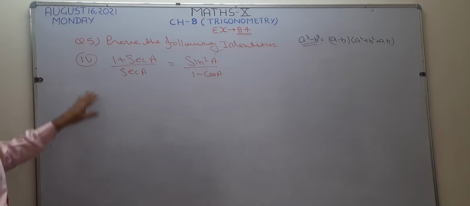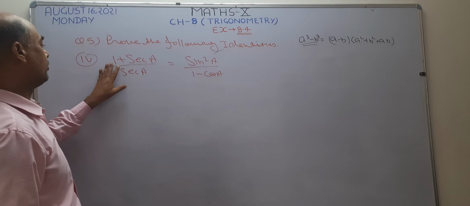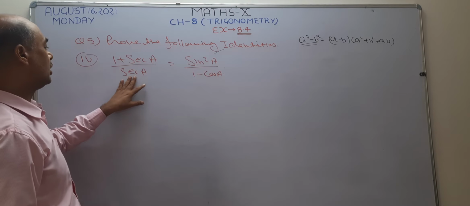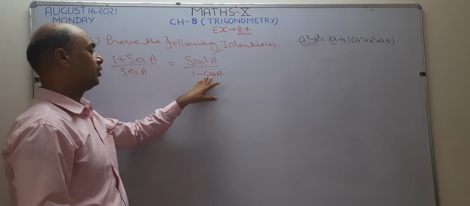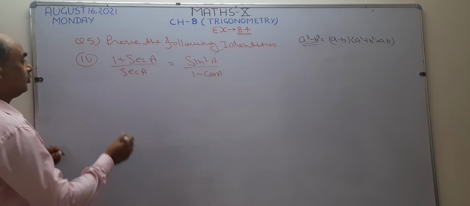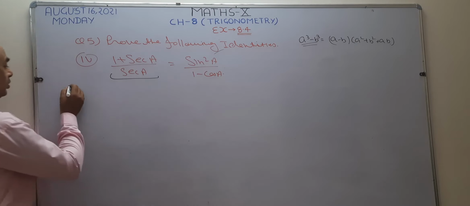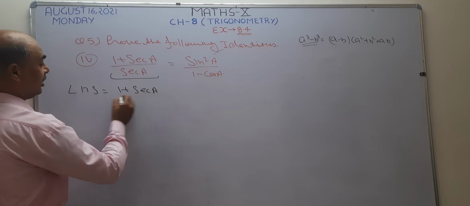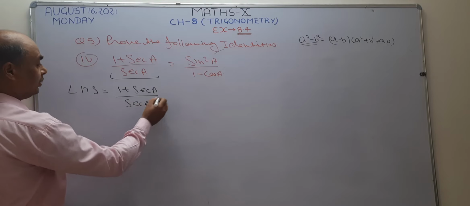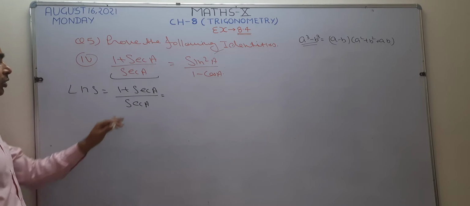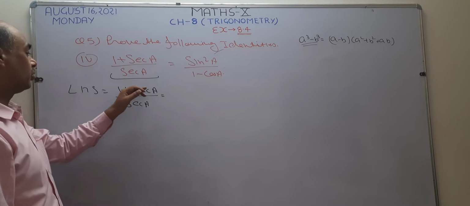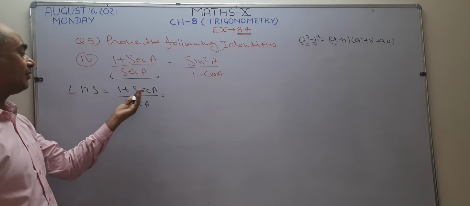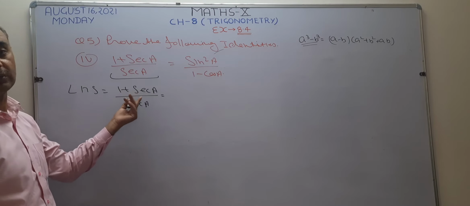Now we are going to solve its fourth part. Okay, in this question it is given (1 plus secant A) upon secant A is equal to sin square A upon 1 minus cos A. Again I am going to start by taking the left hand side. So in the left hand side what is given? 1 plus secant A upon secant A. Square is not there, so I am not going to use an identity.